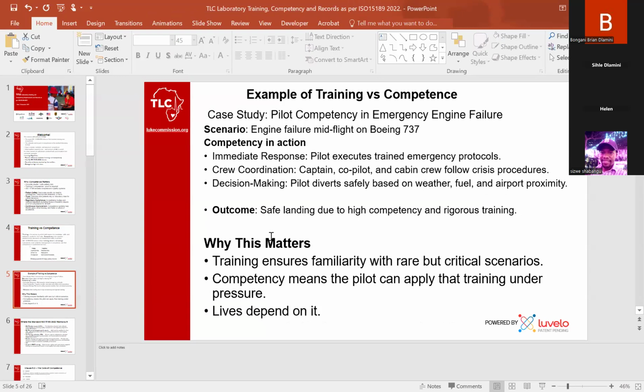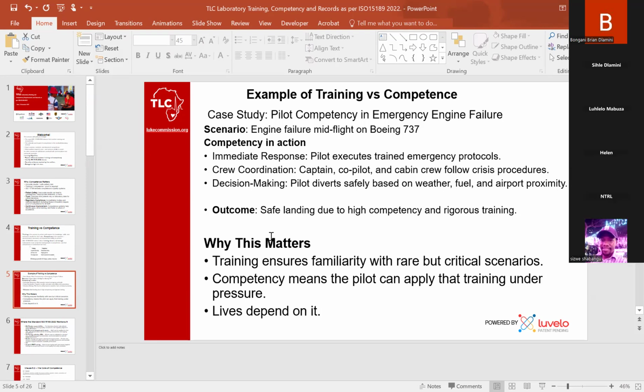So if you're a pilot and you have an engine failure, so you, the passenger on this plane that's had an engine failure, do you want your pilot to be trained or do you want him to be competent? Remember, competency implies that he's already been trained. So competency in action, immediate response, the pilot executes trained emergency protocols. Crew coordination, captain, co-pilot, and cabin. Crew follow crisis procedures. Decision-making, the pilot diverts safely based on weather, fuel, and airport proximity.